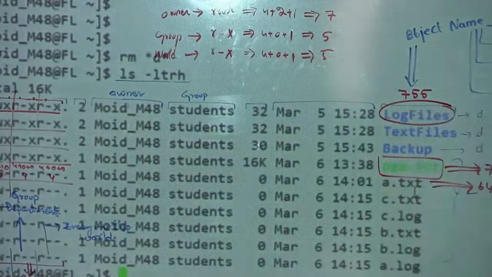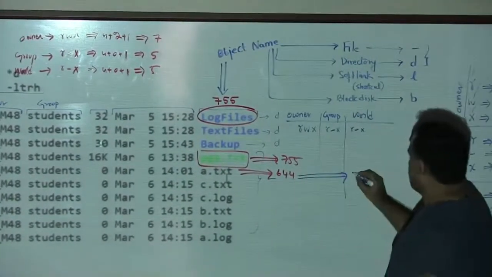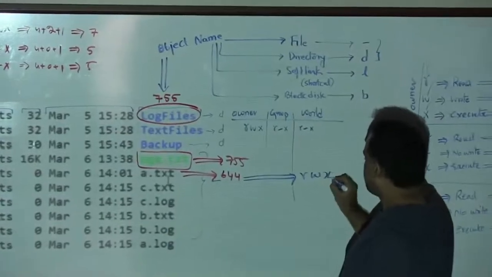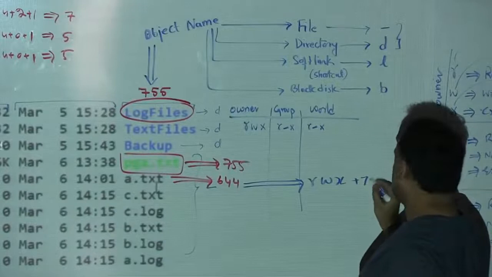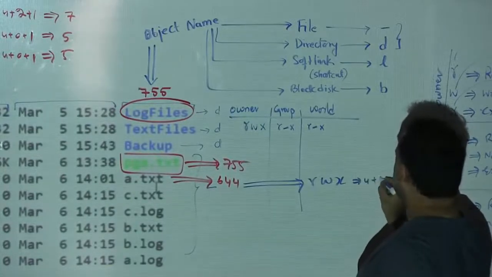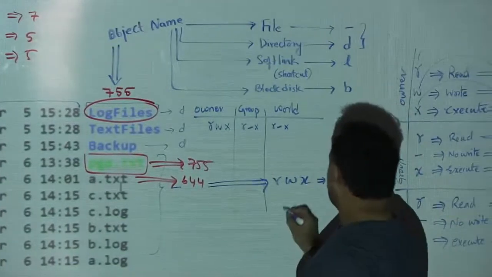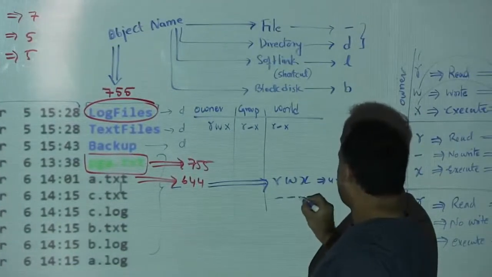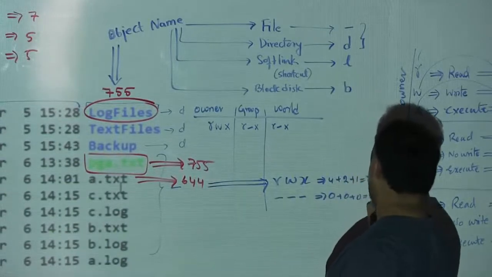A.txt is an extremely important file for me, and I want to remove the permission. I want to keep read, write, executable permission for myself. That means 4 plus 2 plus 1 equal to 7. For the rest of the world, I don't want any permission. That means 0 plus 0 plus 0 equal to 0.